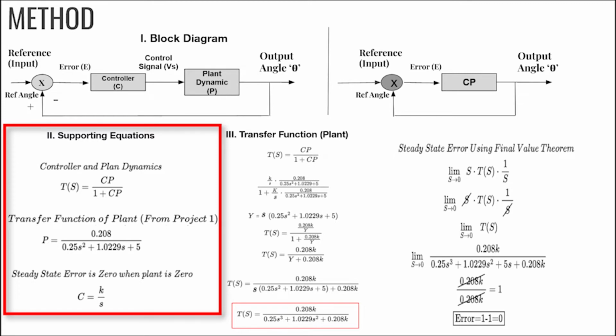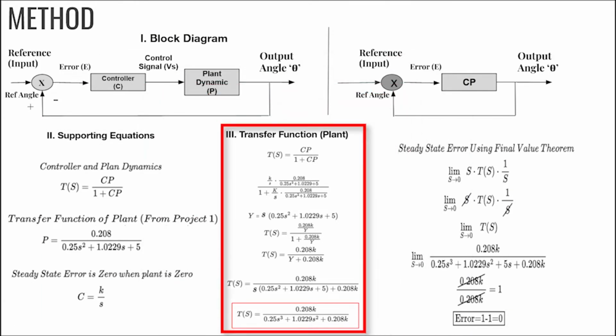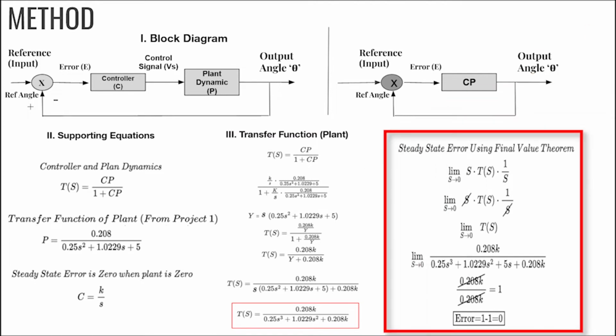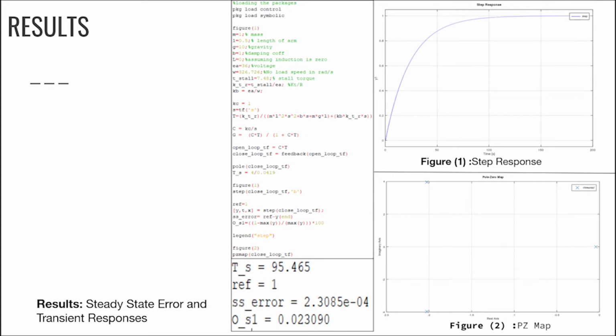For the third part of our method, we calculated the transfer function T(s), where we plug in the transfer function of the plant and our controller. After simplifying the calculations, we end up with our transfer function T(s), which is a closed-loop system. And lastly, we calculated the steady-state error using the final value theorem. It was determined that our transfer function settles at a value of 1, which indicates that our steady-state error is 0.